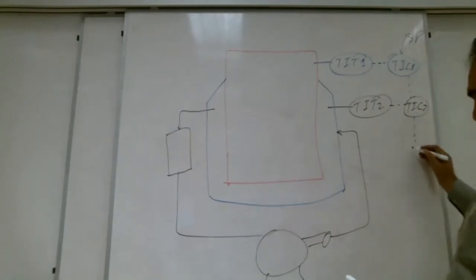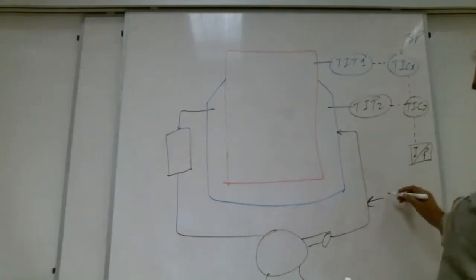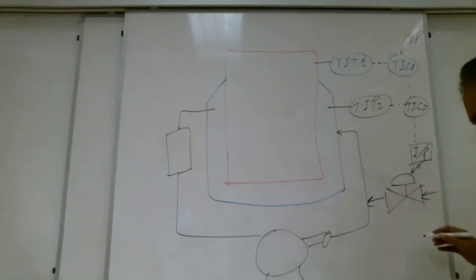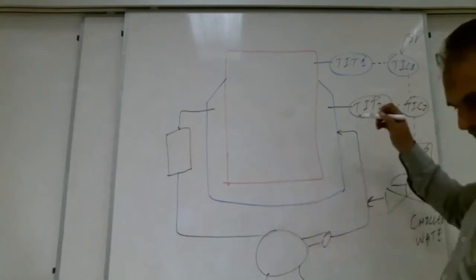Output of this, we bring here I2P converter, and we put a valve here that is bringing chilled water. Chilled water. So this is the supply of the chilled water, and this is the circulation.